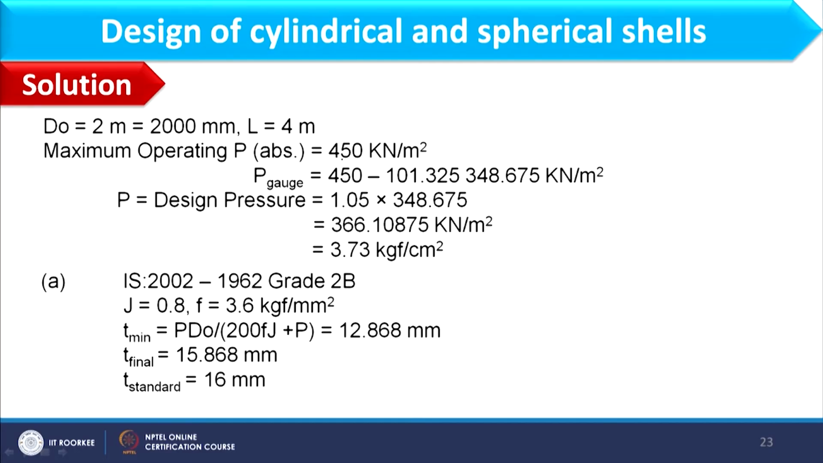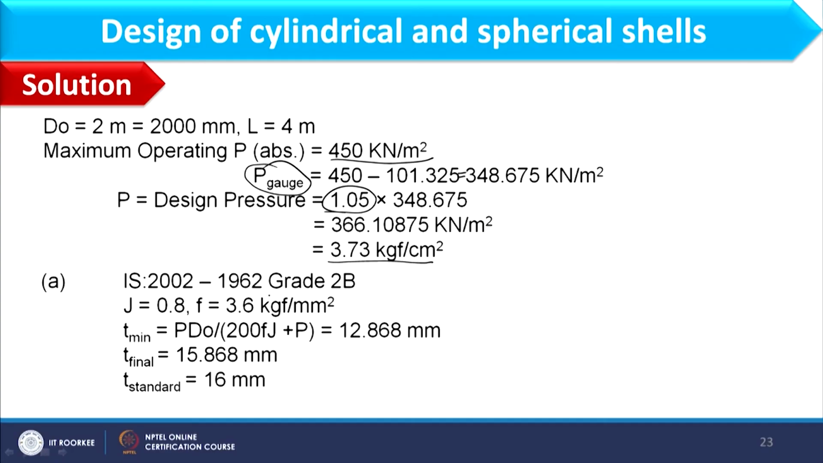So, here maximum operating pressure 450 is given. We will first convert that into gauge, and then we can consider 5% extra. Why 5% extra? Because here I do not have any guideline from the customer. So, I will take at least 5% extra pressure as design pressure. So, here design pressure comes as this.